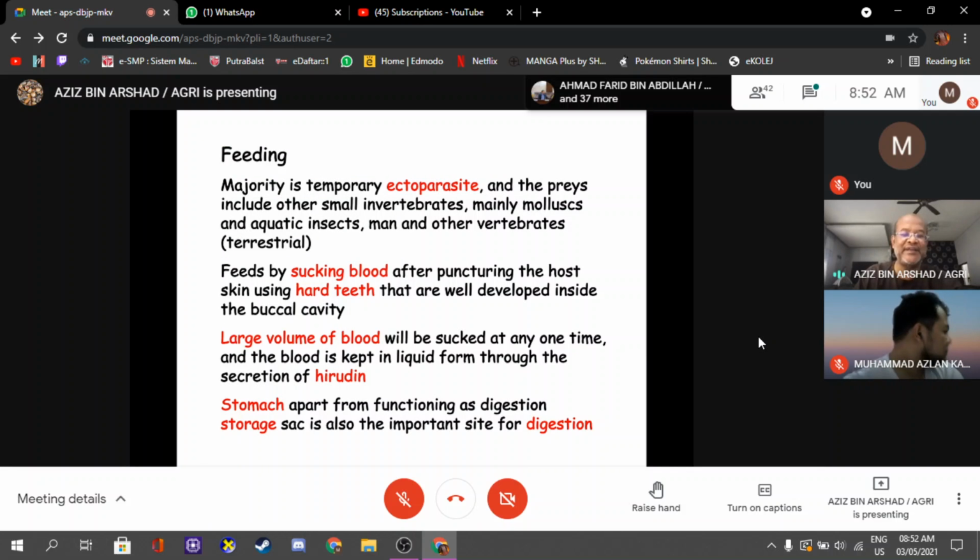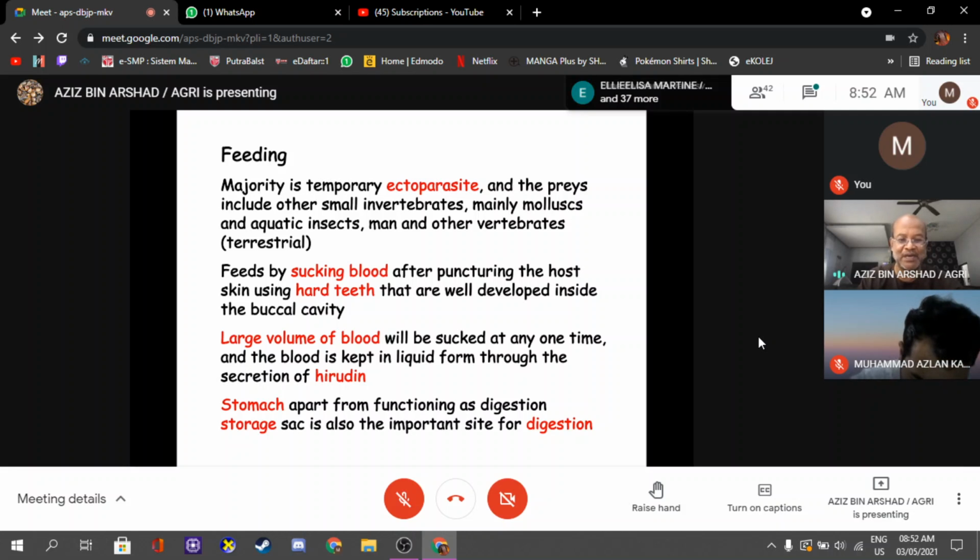Majority of the feeding of the annelid, for the Hirudinea lintah, majority is temporary ectoparasite. Ecto means luar, temporary, because when they are full, they drop from the host. And the prey can be a small invertebrate, including fish as well. They feed by sucking blood after puncturing the host using the hard teeth. Di bahagian depan mulut dia ada gigi yang keras that is developed within the buccal cavity.